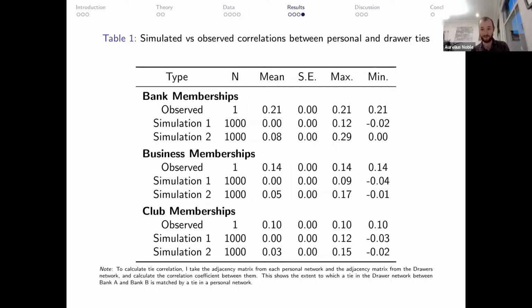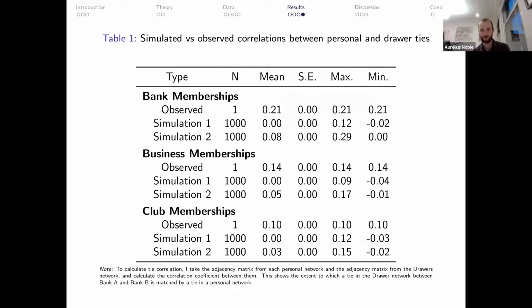So what does this look like when we look at the real data? When we look at the observed correlations, we see quite a substantial correlation between these personal networks and client sharing networks. The values we have: the bank co-directorship network is correlated at 0.21, the general co-directorship network at 0.14, and the club network at 0.1. Now, I understand these are probably a little bit hard to wrap your head around.